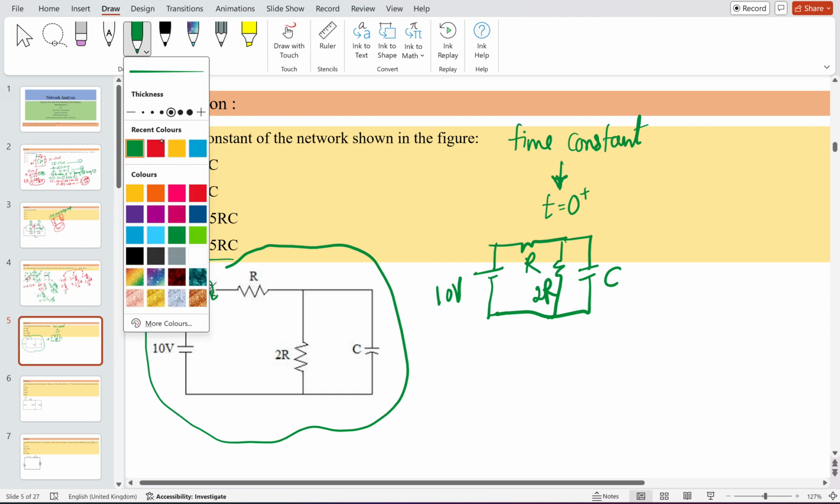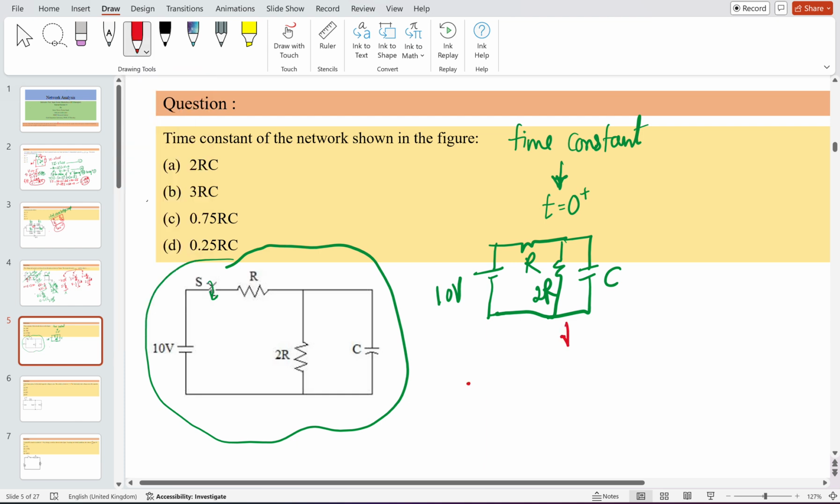Now the second part is that you have to find the Thevenin resistance across the given element, other than the resistor. Suppose a capacitor is given across this. Now you have to find the equivalent Thevenin resistance across this C.